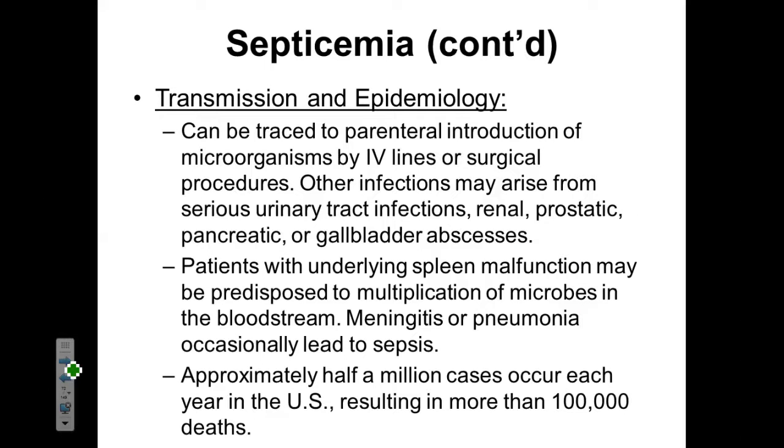Septicemia can be traced to a parenteral introduction of microorganisms. So those microorganisms can be entering the bloodstream directly. This can be done through an intravenous line or through a surgical procedure. Sometimes these infections can come from another source, like a UTI, urinary tract infection, or a kidney infection, or a pancreatic, prostatic, or gallbladder abscess. So a disease or an infection at a different point in the body can lead to an infection in the bloodstream.